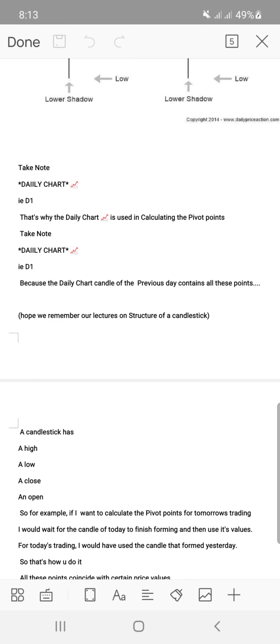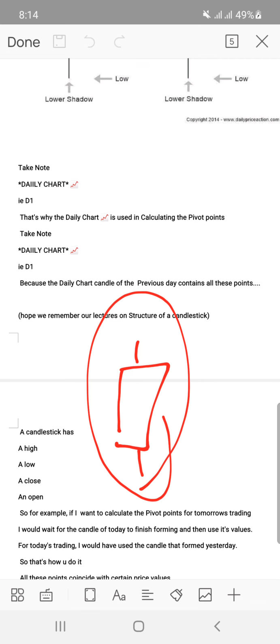So, like I said, we'll take note that we're going to make use of the candle that closed for the last day on the daily time frame. The daily time frame, remember. So if, let's say, I want to calculate the pivot points for tomorrow, I'll need to wait for today's daily candle to form and finish. Then I'll make use of the values to calculate the pivot points.